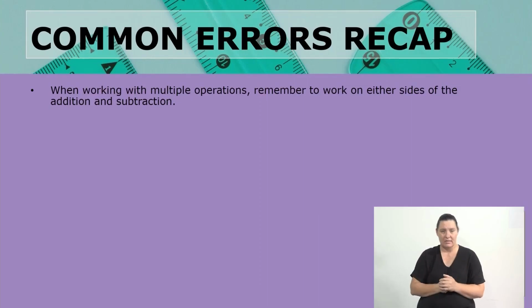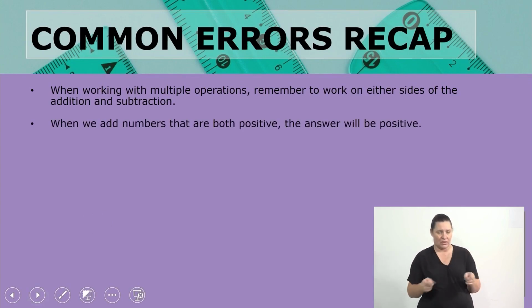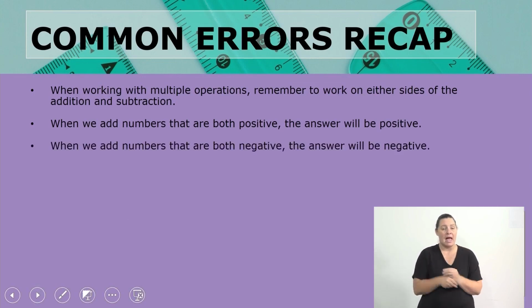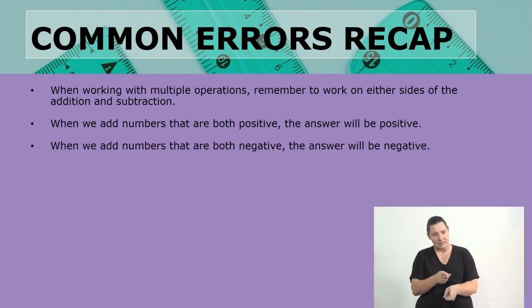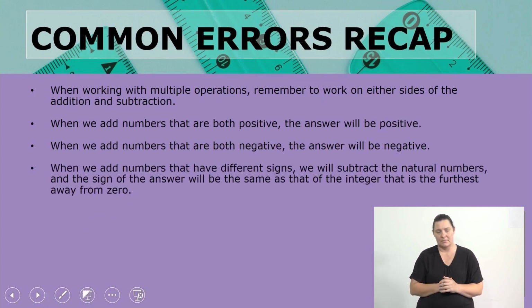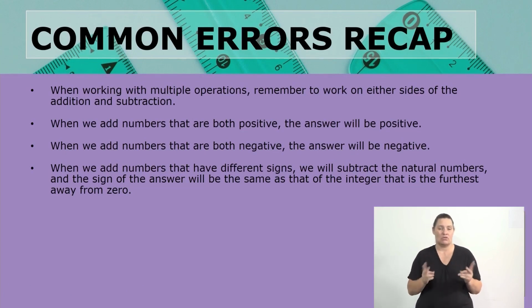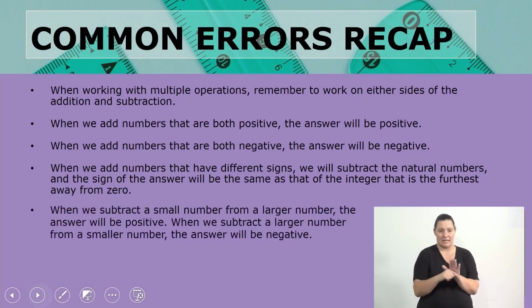Okay, so let's now look at the common errors or things that you should remember when you are working with integers. So, when working with multiple operations, remember to work on either side of the addition and subtraction. When we add numbers that are both positive, the answer will be positive. When we add numbers that are both negative, then the answer will be negative. When we add numbers that have different signs, we will subtract the natural numbers, and the sign of the answer will be the same as that of the integer that is furthest away from 0.